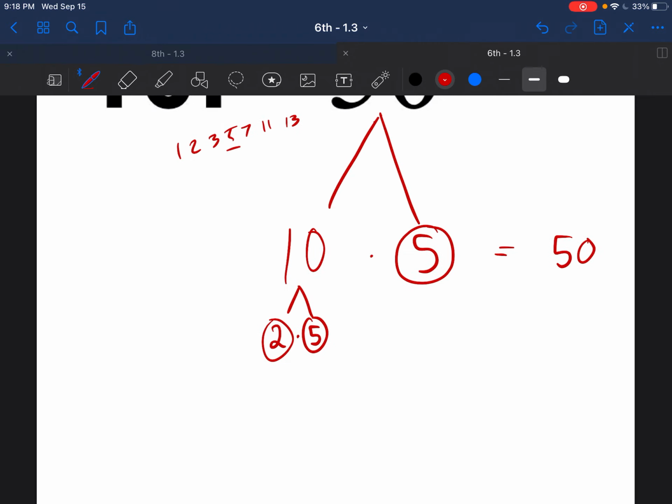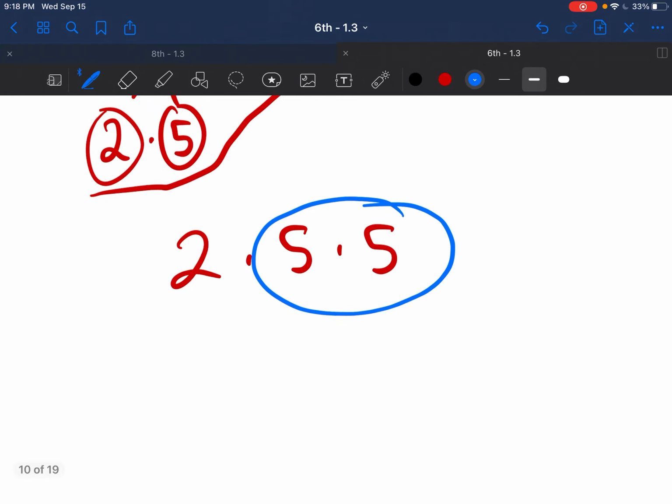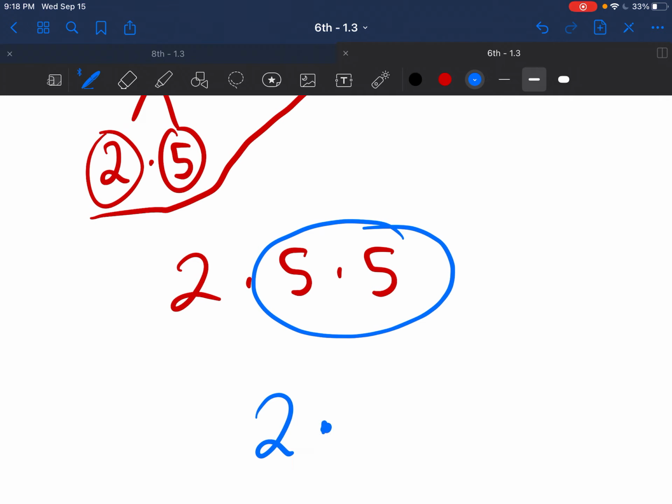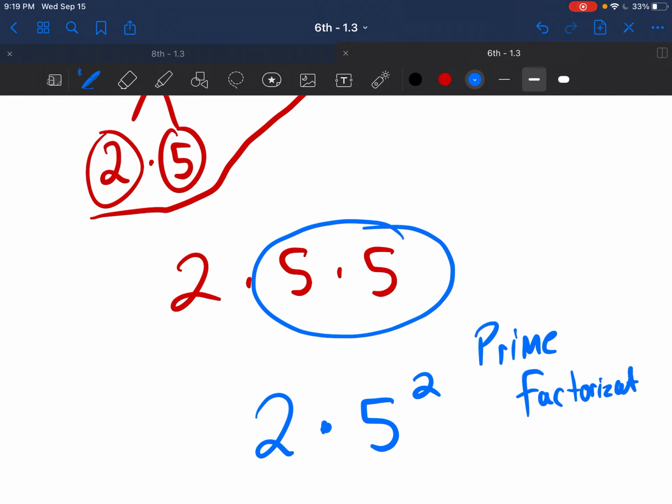So now I just need to put this into a multiplication problem. So they're all multiplying, right? So 2 times 5 times 5. But isn't there a better way to write 5 times 5? Yeah. So it would be 2 times 5 squared. And that is your prime factorization. Why? Because these numbers are prime numbers.